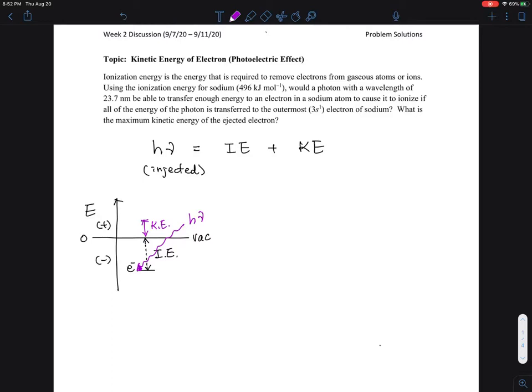But there is a fine line in terms of using the governing equation shown up here, and the first thing is matching the units. If you're looking at the ionization energy, we are talking about sodium ionization energy, and the energy is given as 496 times 10 to the 3 joule per mole.